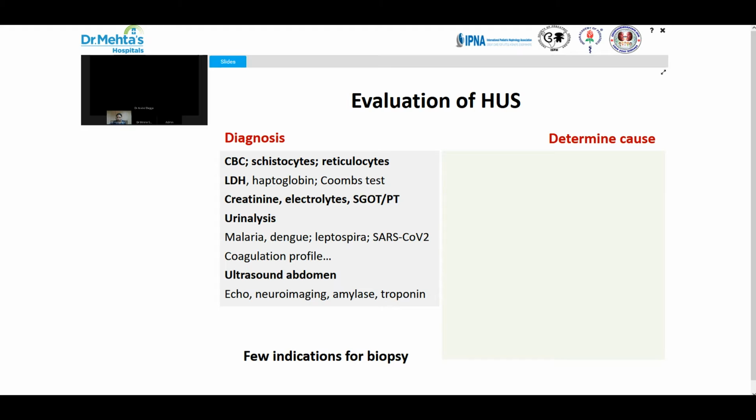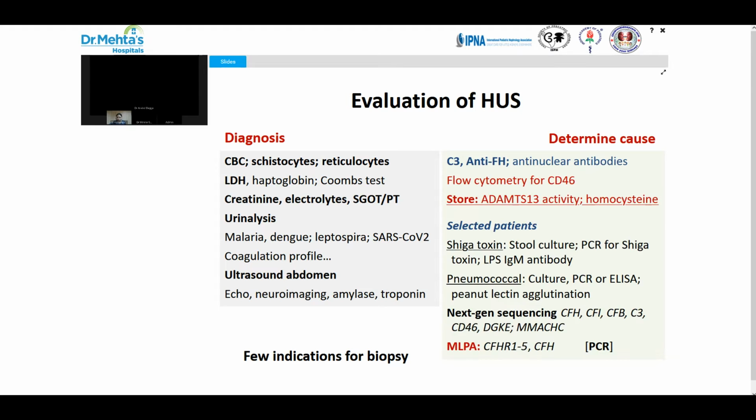Now, once you have a diagnosis, then you need to figure out the cause, and we'll discuss these as we go along. But the important test that one would want to do is a serum complement level, at least in all patients.